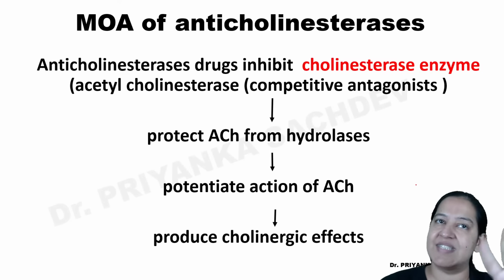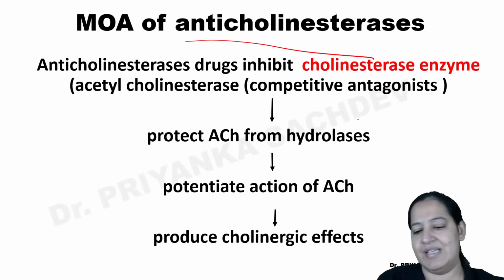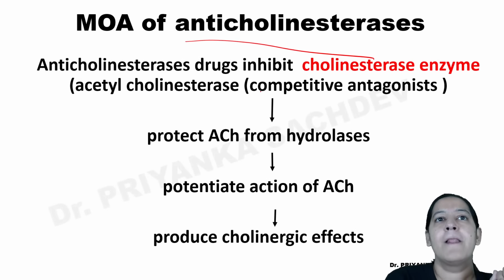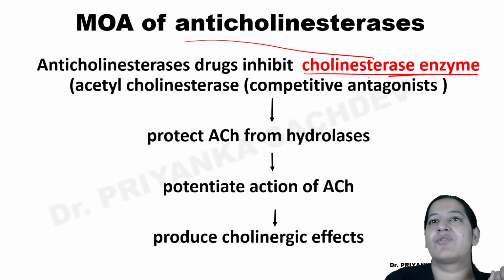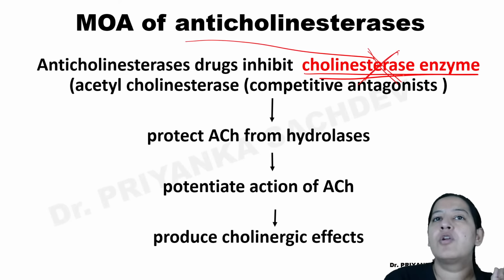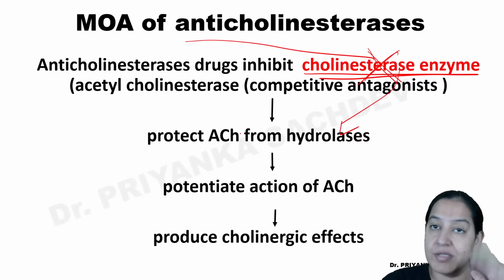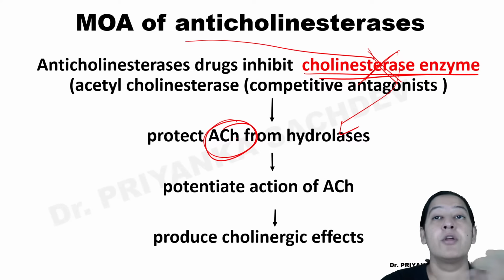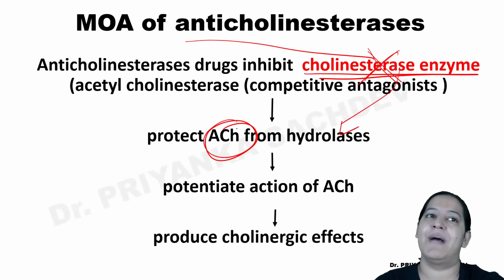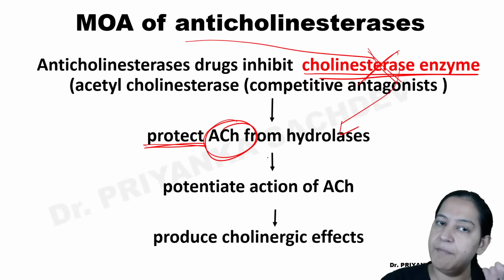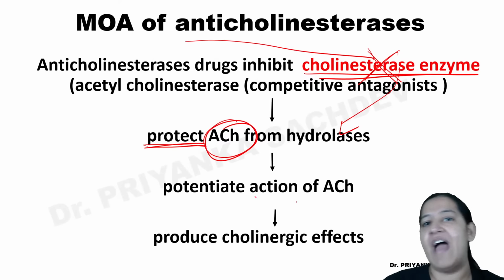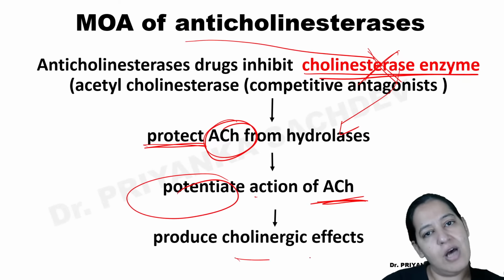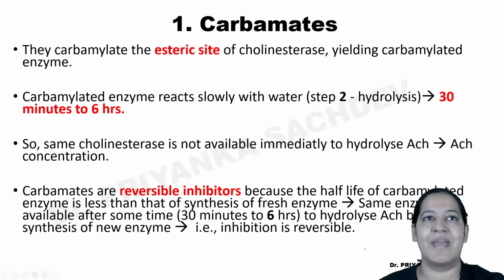And the mechanism of action of the second type, that is anticholinesterase drugs. What will it do? It will go at the junction and it will inhibit the enzyme cholinesterase. So this enzyme will not function. Normally this enzyme's hydrolysis causes the destruction of acetylcholine. Now acetylcholine will not be destroyed because the enzyme used to hydrolyze it is inhibited by the drug. So the acetylcholine will be protected, and the action of endogenous, natural acetylcholine is potentiated. This is how it is producing cholinergic action. So that is the mechanism of action.